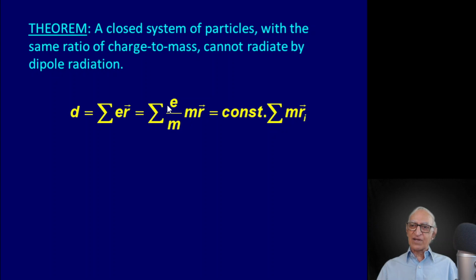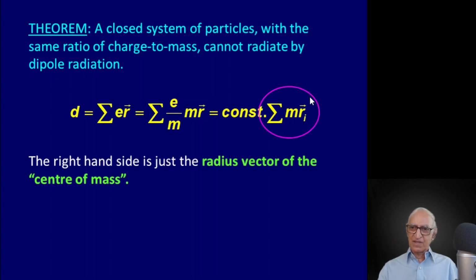Now, if e over m is the same for all the particles, in other words, e_i is the same for all i's, and if m_i is the same for all i's, then this e over m is a constant. It can be taken outside the summation. And what I will have inside the summation is m times R_i summed over all i. And what is that? That is just the coordinate of the center of mass. That is how you define the center of mass coordinate. So the right-hand side is just the radius vector of the center of mass.